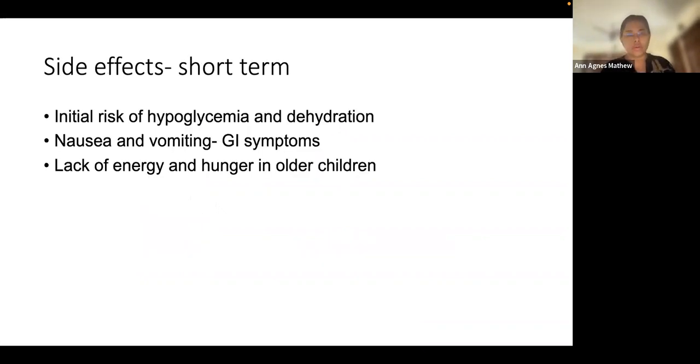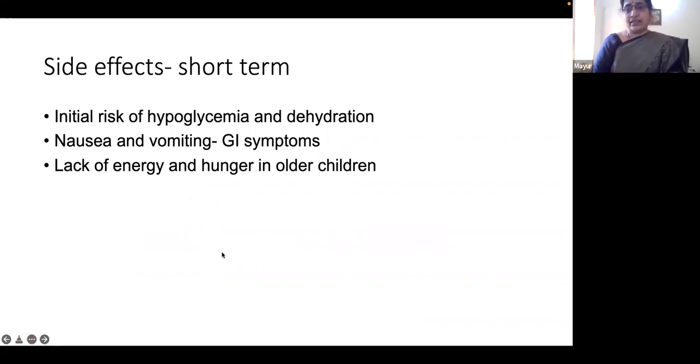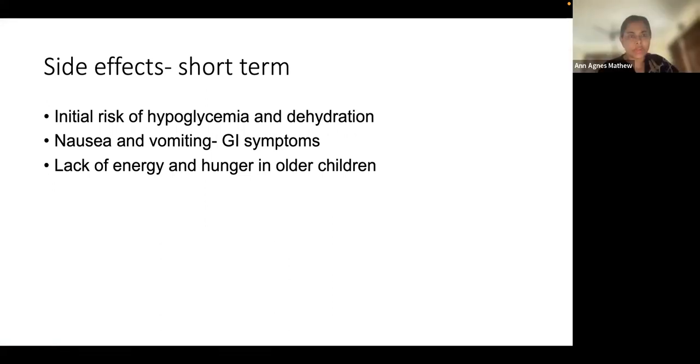Will you go on, Dr. Malathi? Can you share? Can you change the slides, when shall I screen it again? You can't change the slides. So can you see the slide? Side effects. Yeah, I'll change whenever you ask me to change.